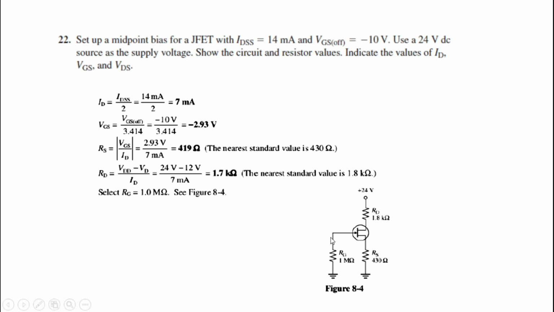And this particular RG is basically to ground, to ensure the gate voltage is grounded. So we just select an RG value of 1 mega ohms. So putting all this into a diagram form, you'll be getting a self bias midpoint JFET setup as something like this.